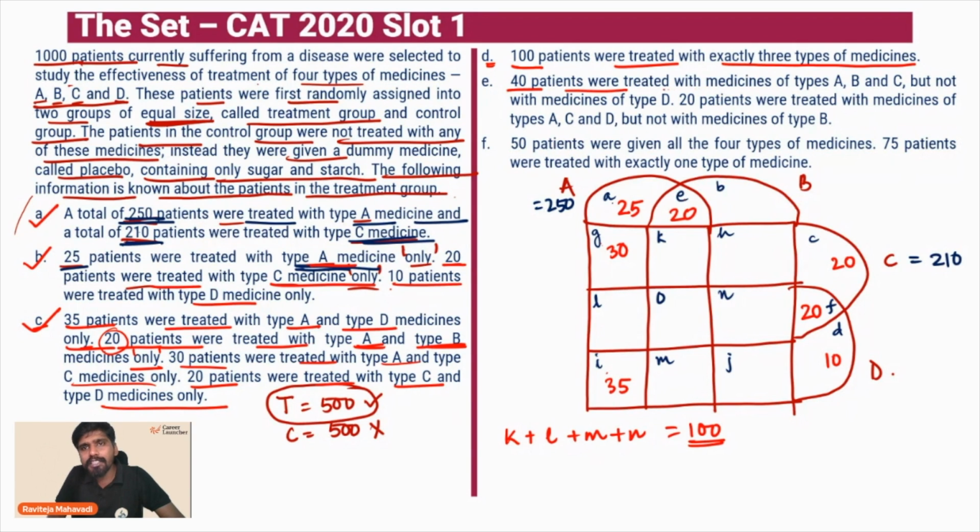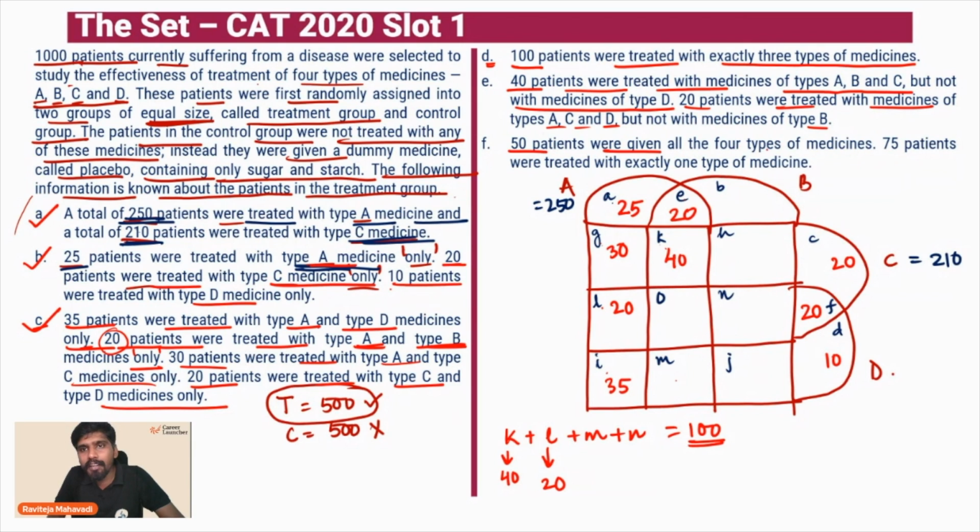40 patients were treated with medicines of type A, B, and C, but not type D. The intersection of A, B, and C, and not D, is area K. So K is 40. 20 patients were treated with medicines of A, C, and D, but not B. That is L. L must be equal to 20.